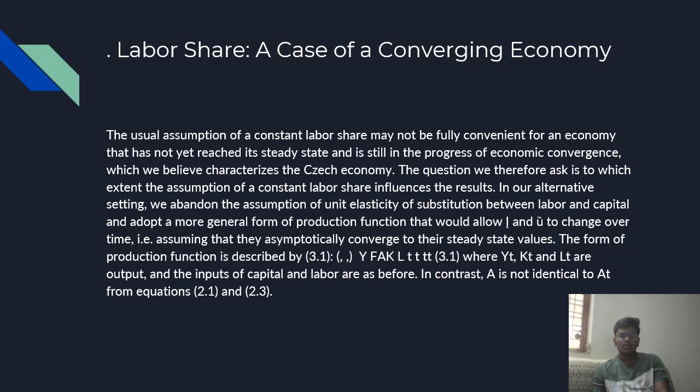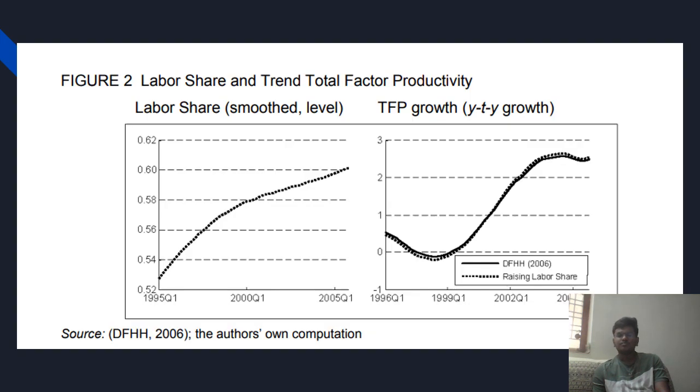In our alternative setting, we abandon the assumption of a unit elasticity of substitution between labor and capital and adopt a more general form of production function, which would allow the labor share to change over time, assuming that it asymptotically converges to its steady state. Here, the labor share and the trend total factor productivity from 1995 to 2005.